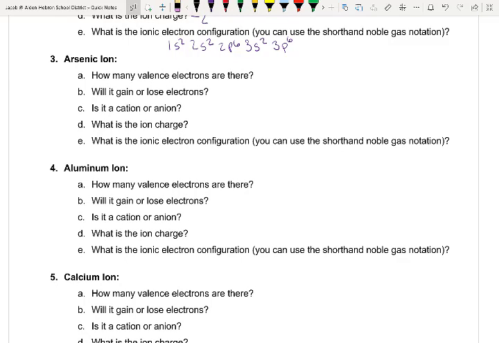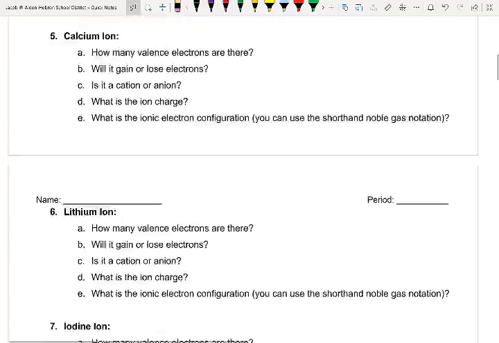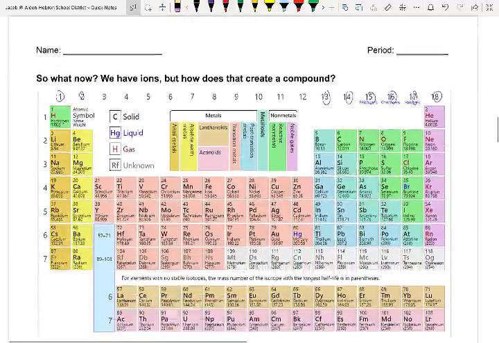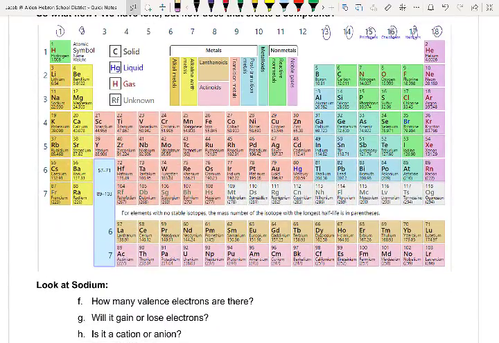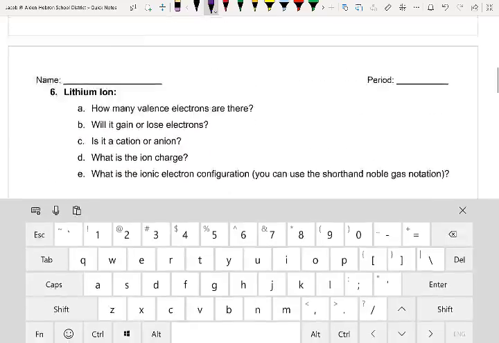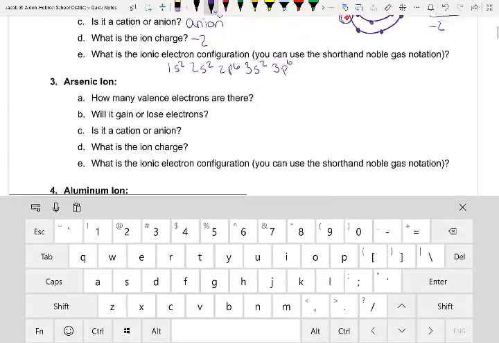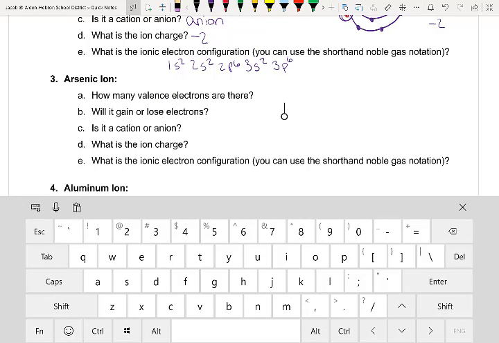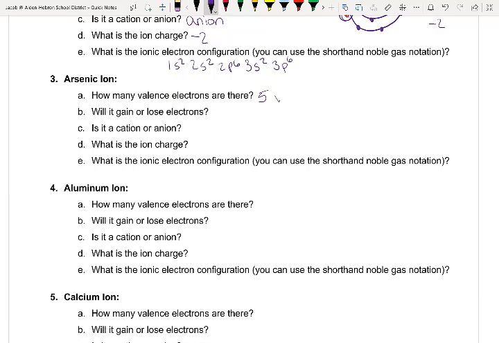All right. Arsenic. Arsenic is going to be a little bit of a bigger one. So this has 33 electrons to it. I would recommend just using your periodic table so you don't have to draw this one. So arsenic is here. If you look at your column, it's in column 15, so there are 5 valence electrons. So 5 valence electrons. Again, if you need to draw that Bohr model, feel free.